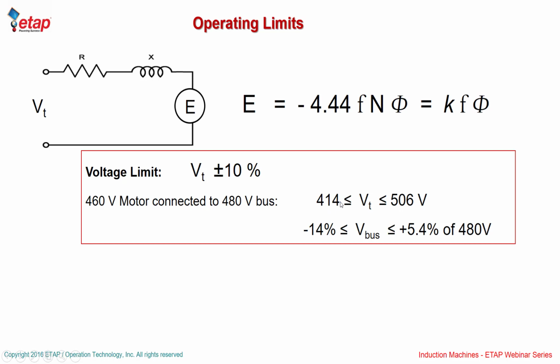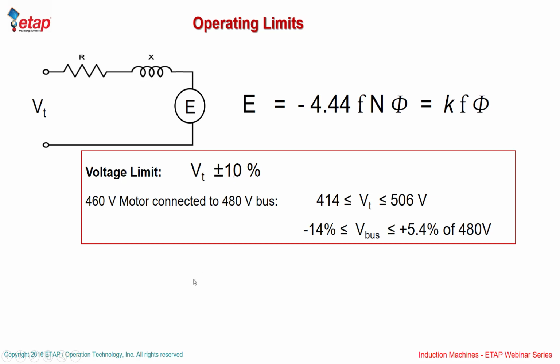So it becomes 414 to 506 volts. On the bus side, the bus voltage is 480. So if I go based on per unit or percent of the bus voltage, it has to be larger than 14% of 480, or 5.4% of 480. So this tells you that when you have plus or minus 10%, but we're doing load flow analysis, you have to really be within the plus or minus 10% of the motor rating.